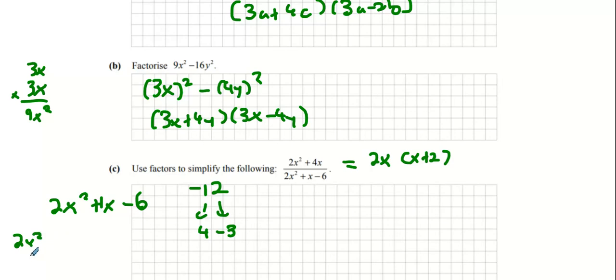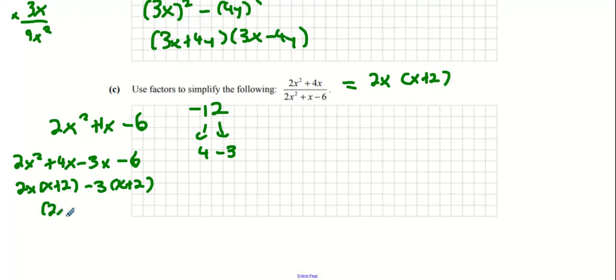2x squared plus 4x minus 3x minus 6, 2x into x plus 2, minus 3 into x plus 2, 2x minus 3, and x plus 2.